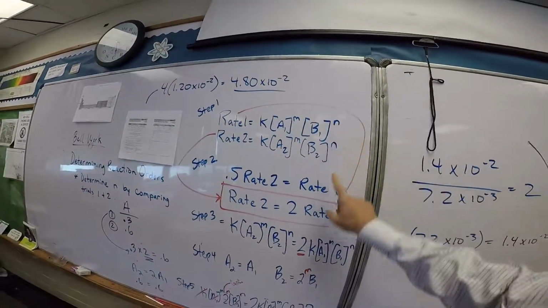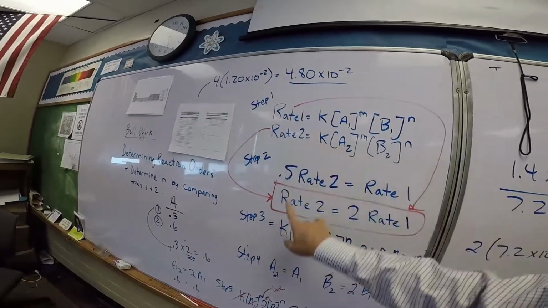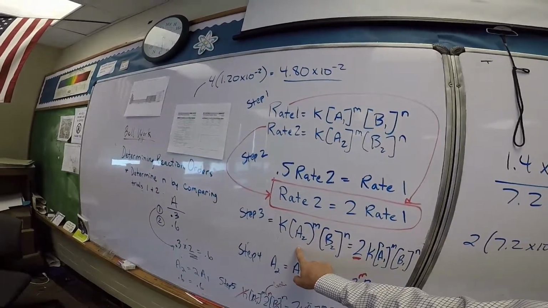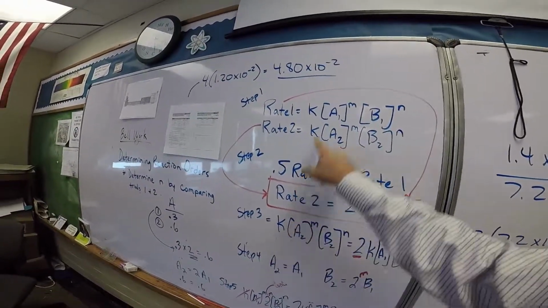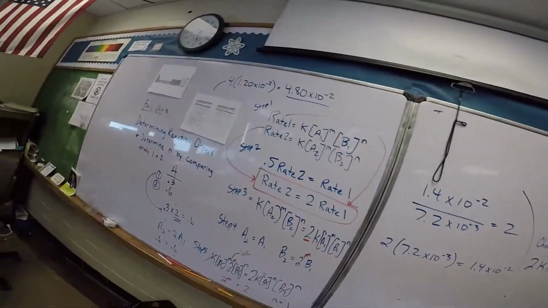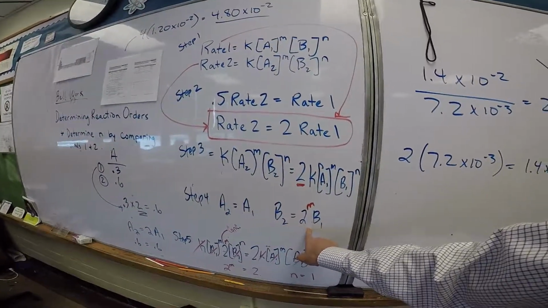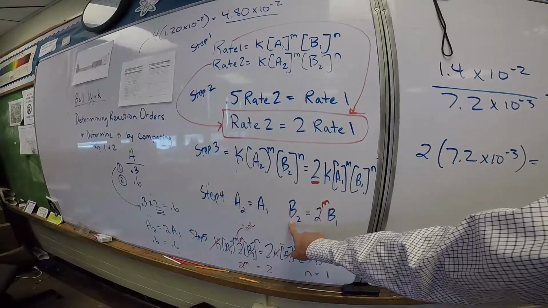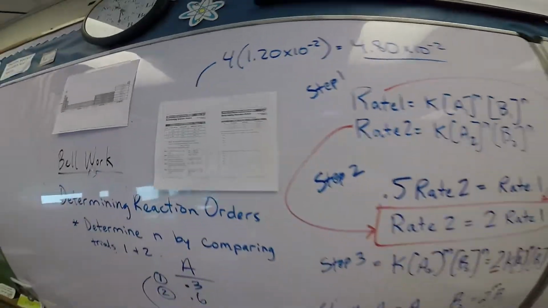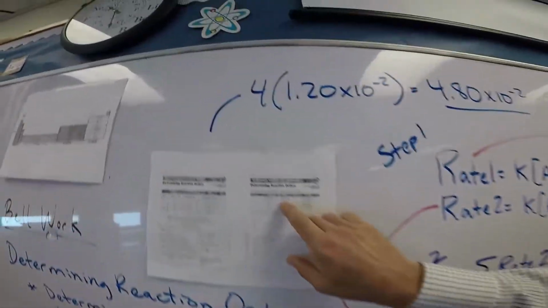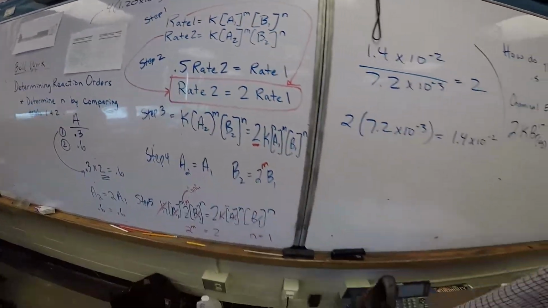We take our rate 1 and put it here, and we take our rate 2 and put it right there. I'm just substituting. Then step 4, we're looking at the concentration. It takes 2 of B1 to make a B2. It takes 2 because it's 0.3 to 0.6, and that's B. It takes 2 of the B1 to make the B2.